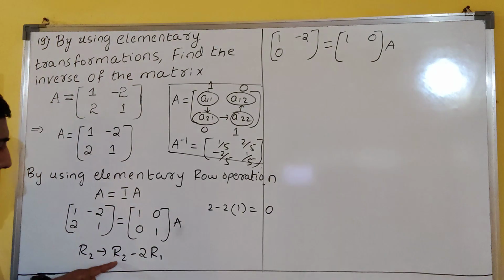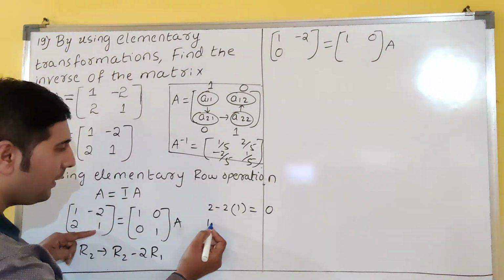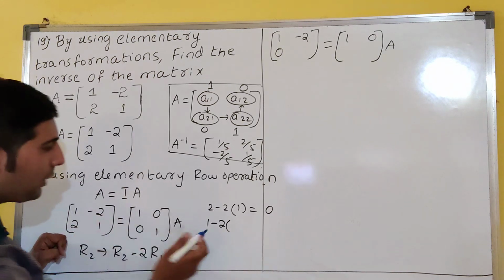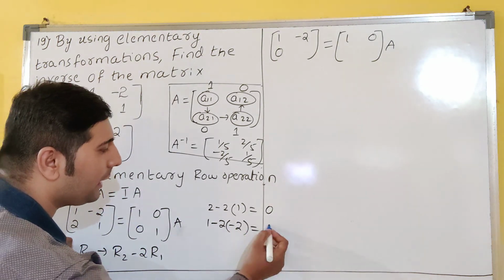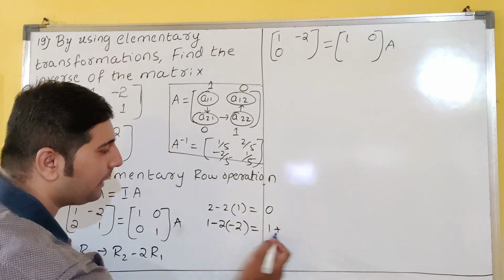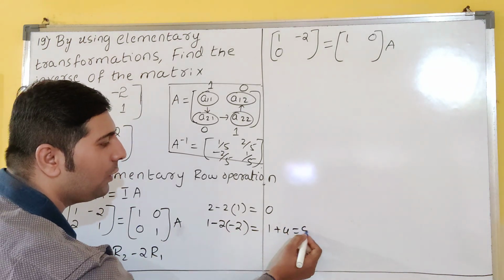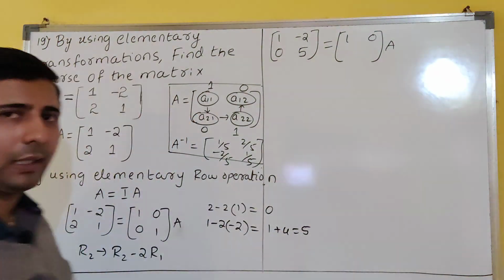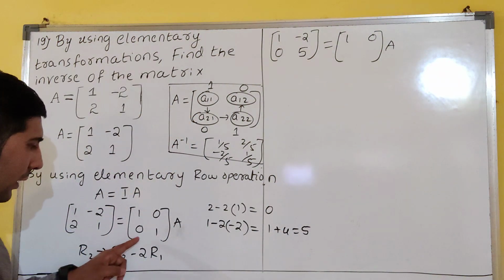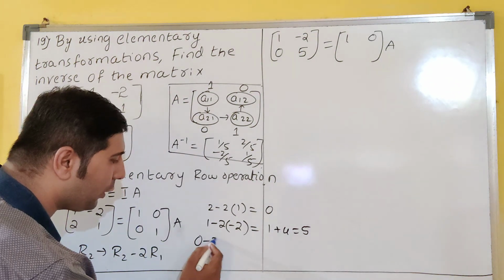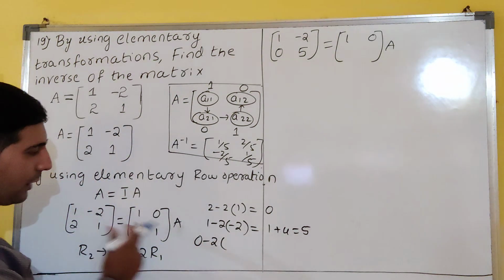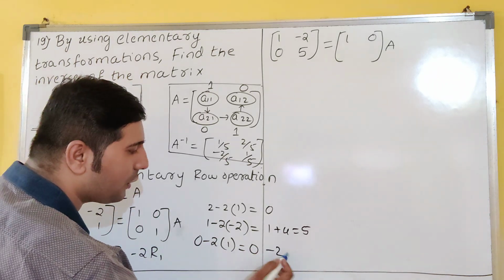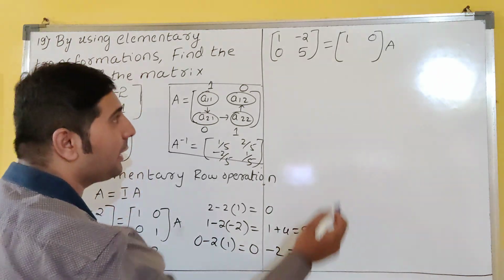Next, R2 is 1 here. 1 minus 2 into R1, which is minus 2. So how much will you get? 1, minus into minus is plus, 2 twos are 4. 1 plus 4 is 5, dear students. I can write it as 5 here. Clear? Next, R2 is 0. 0 minus 2 into R1, which is 1. 0 minus 2 into 1 is minus 2. 0 minus 2 is minus 2.